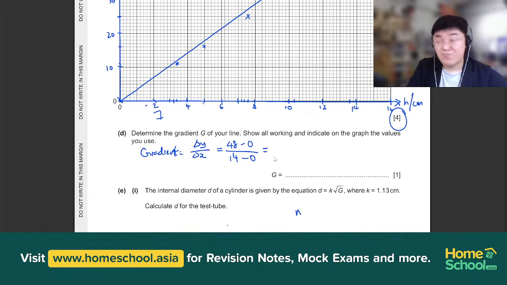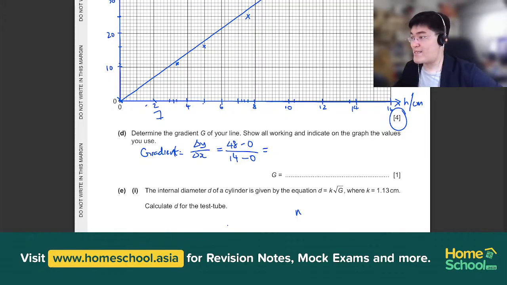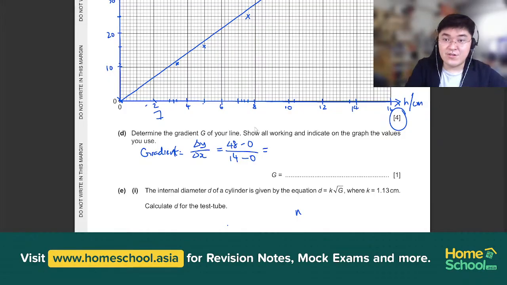Now let's push this into the calculator and see what we get. Give me a second. I also still need to use my calculator. I'm not very good at mental sums. 48 divided by 14 should get, yeah, there we go. We should get 3.4285 and so on. We have a lot of numbers over here.